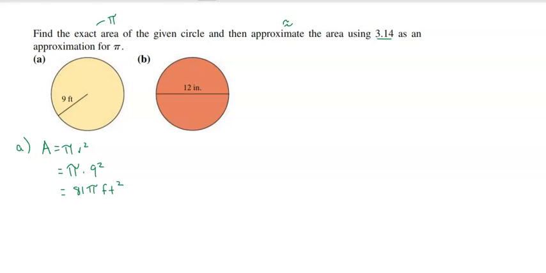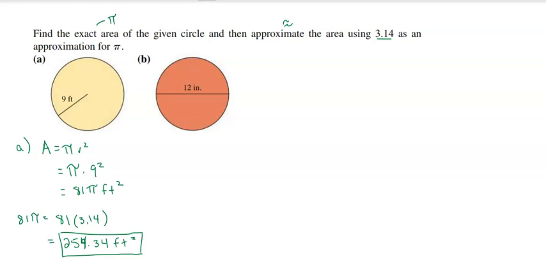Then we want to find the approximate area. 81 pi is 81 times 3.14. So that is going to give us 254.34 feet squared. That's a 4.